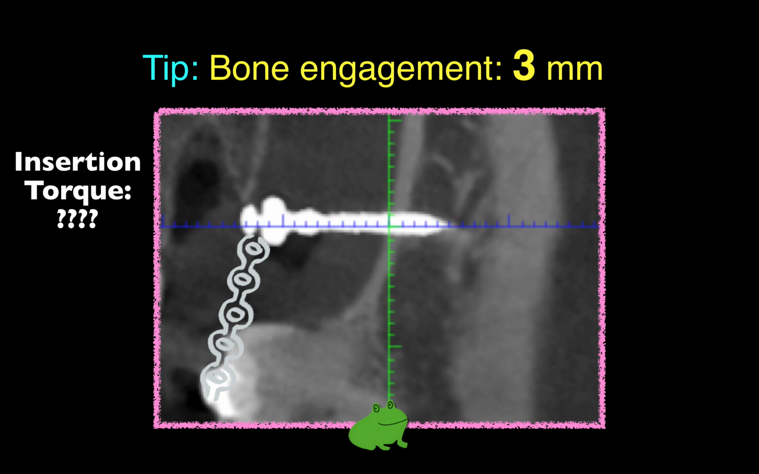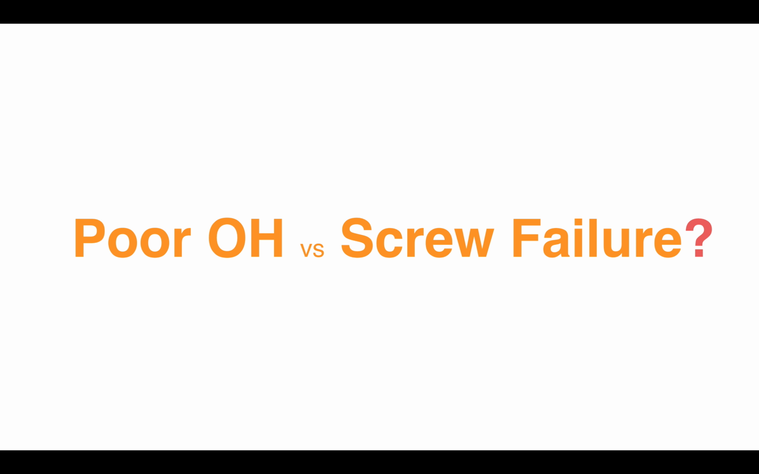One more piece of information, tip. Bone engagement, 3 mm should be enough because the insertion torque is over 30 Newton centimeter. And if you have over 30 Newton centimeter, that power chain is not going to rock and roll and lose the screw. I guarantee it. Believe me. No way you can loosen the screw.